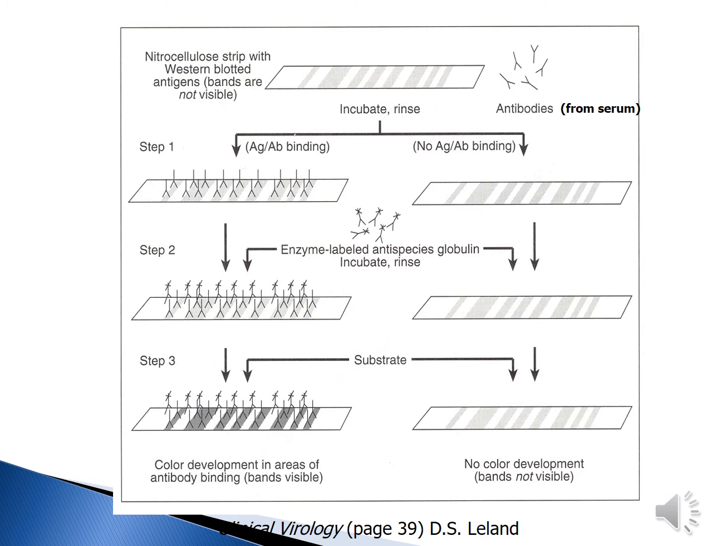And this is just a carryover from the previous slide. So we have our nitrocellulose strip where we blotted it. Then we're going to incubate our serum from our patient, rinse, then add enzyme labeled antibodies, incubate and rinse, add our substrate, and then look for the color development areas on the nitrocellulose paper to try to identify the antigens that may or may not be present.